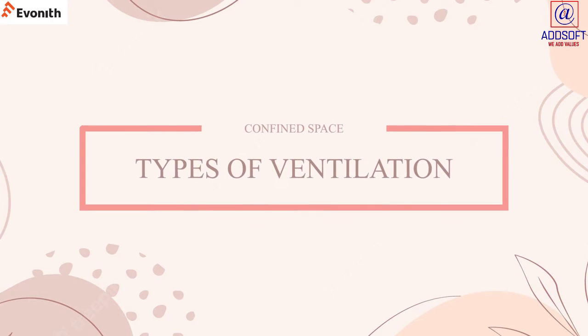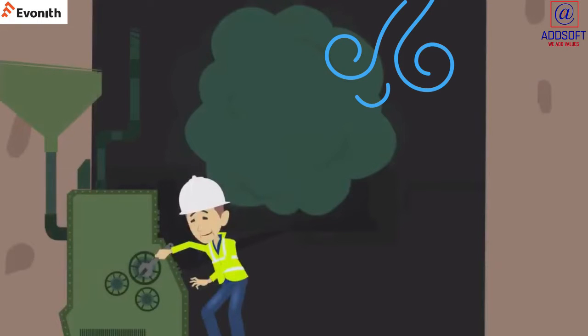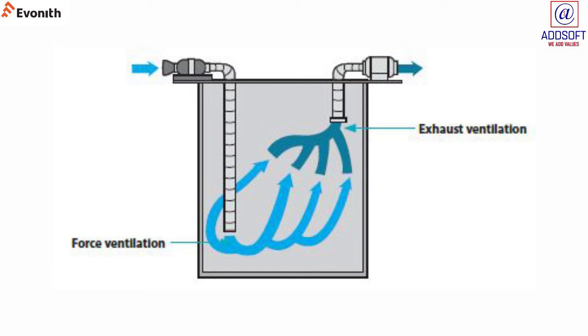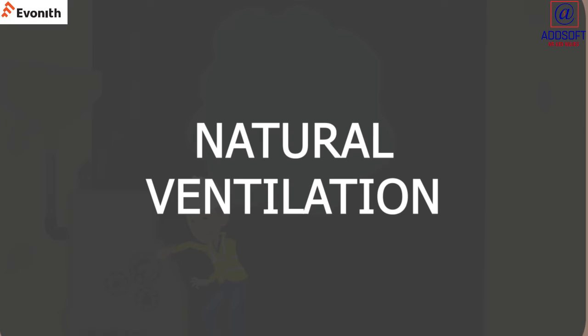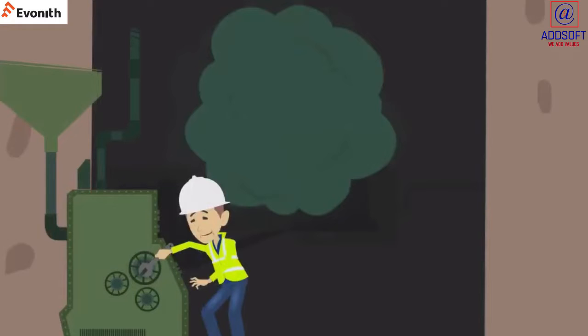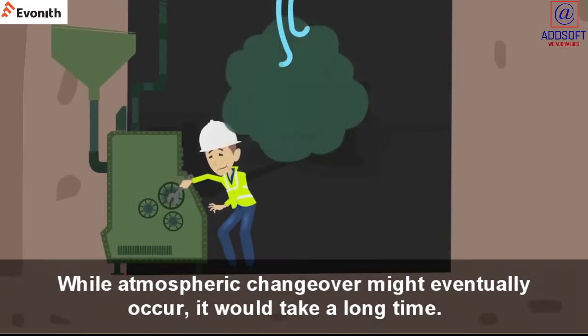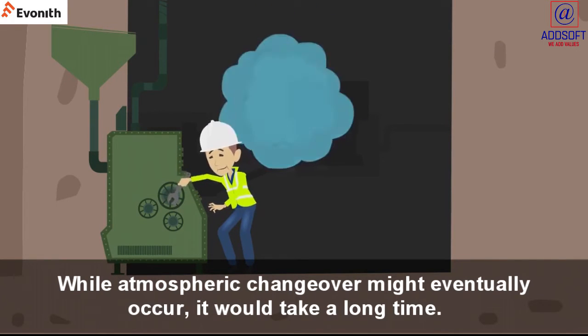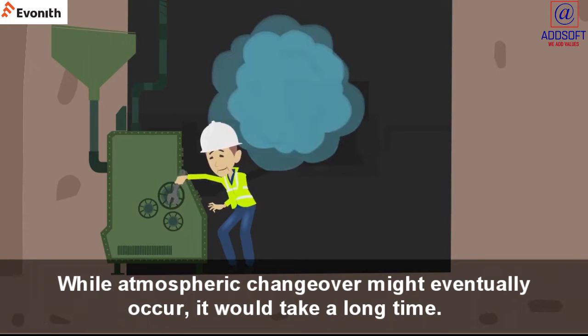Types of ventilation. Natural ventilation. Mechanical supply ventilation, positive pressure. Mechanical exhausting, negative pressure. Natural ventilation: natural air currents. Advantages: quiet, does not require power, not a source of ignition, maintenance free.